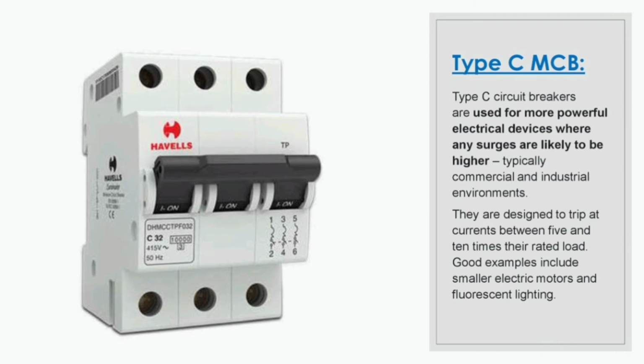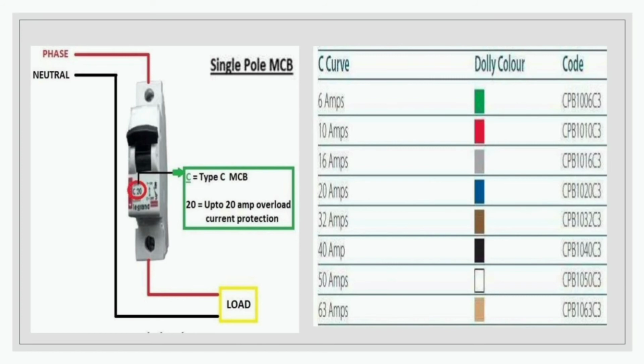Type C circuit breakers are used for more powerful electrical equipment or devices where surges are likely to be higher. We can use C type in commercial and industrial environments also. They are designed to trip at current between 5 and 10 times the rated load. I have already told you that this will take a higher amount of current at the time of starting. Good examples are electrical motors and fluorescent lights, as well as rotating things like all types of ACs.